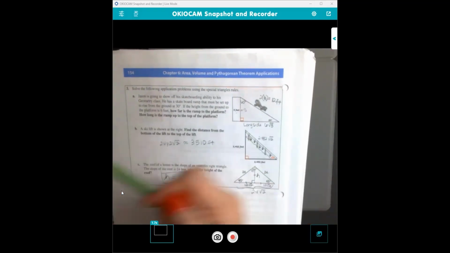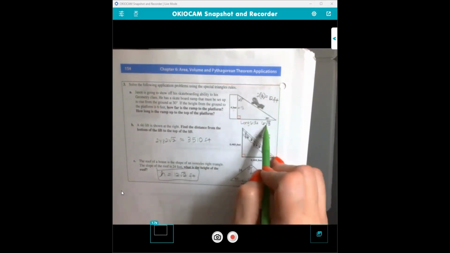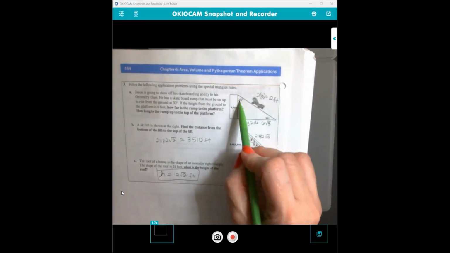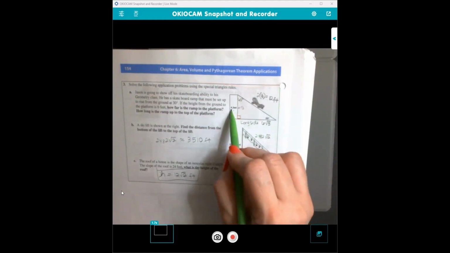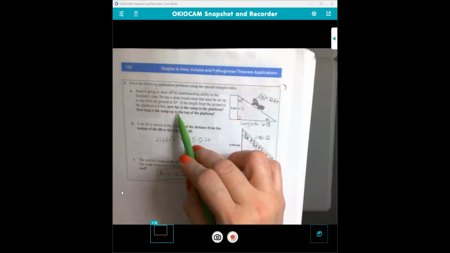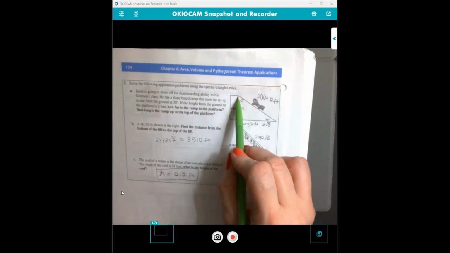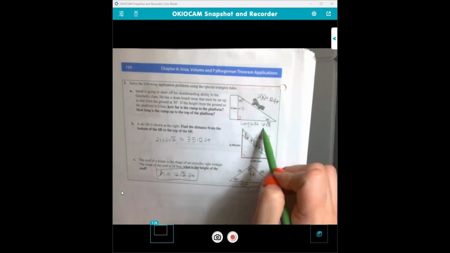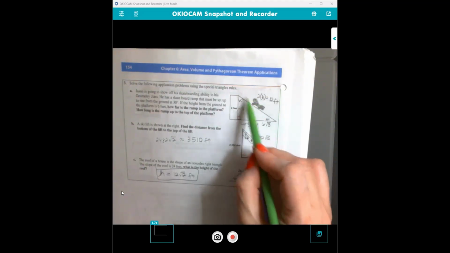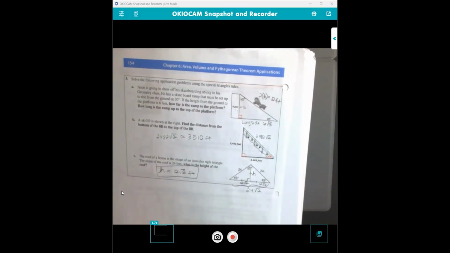Then again, some application problems using those rules. So we have here, this is 90, that's 30. Even though they did not give me the 60, I can find it. I have 90 and 30, so I can find that this is 60. So I have a 30, 60, 90. And they say that this side is 6 feet. It asks, how far is the ramp from the platform, and how long is the ramp from the top of the platform? If I have 6, and 6 is opposite the smaller angle, 30, that means that's the short side. So the long side is going to be 6 times the square root of 3, and the hypotenuse is going to be twice the short side. Again, all of these are applications of those rules.